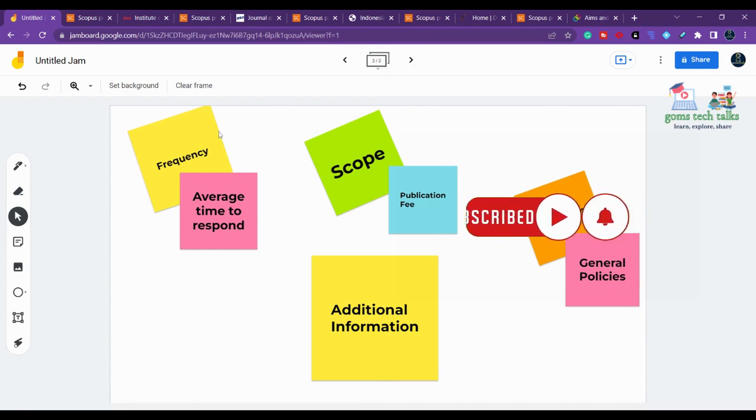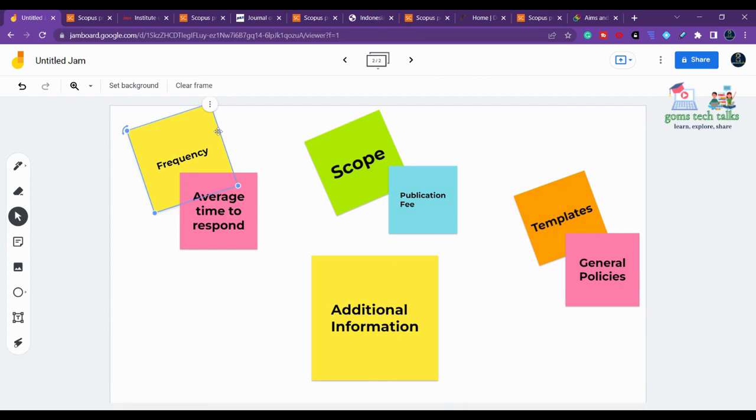So the first one which you have to check for is the frequency of the journal. If you want to publish fast, you have to look for at least 12 issues per year, or even 6 issues per year, where you can get a faster acceptance. But if you go for 2 issues per year or 1 issue per year, then you have to reconsider.